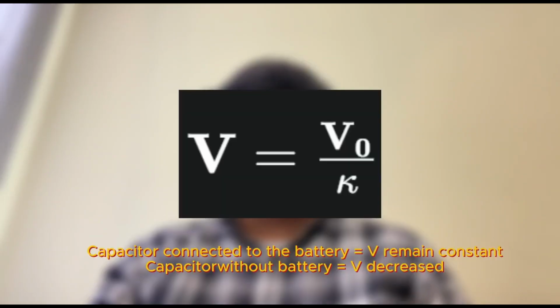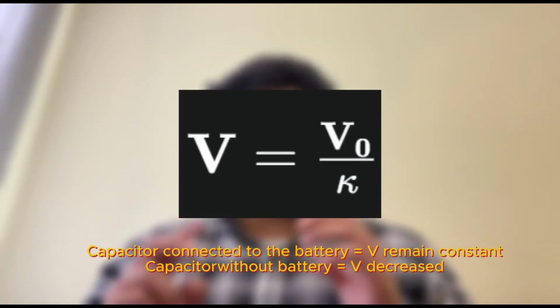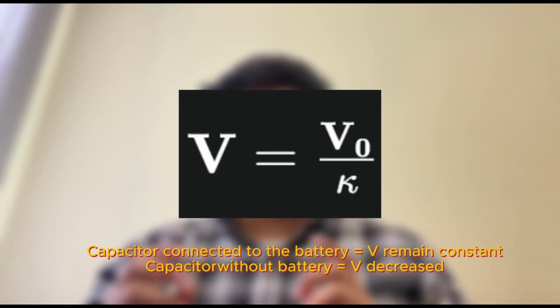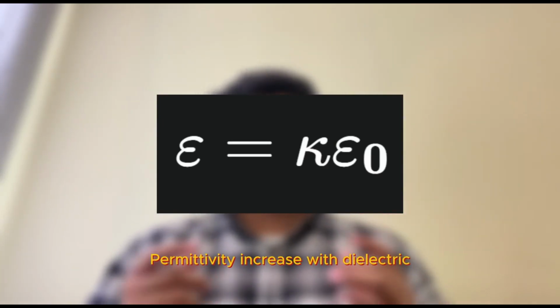New voltage with a dielectric can be defined by dividing voltage without dielectric, which we label as V naught, by a factor of K. The dielectric materials increase the ability of the space between the plates to store charge. The new permittivity of the material can be defined by multiplying the factor of K with the permittivity of the material without dielectric, which we define as epsilon naught.